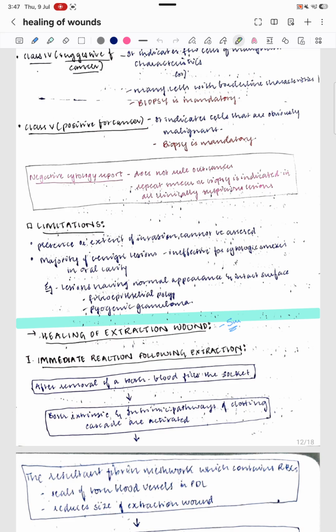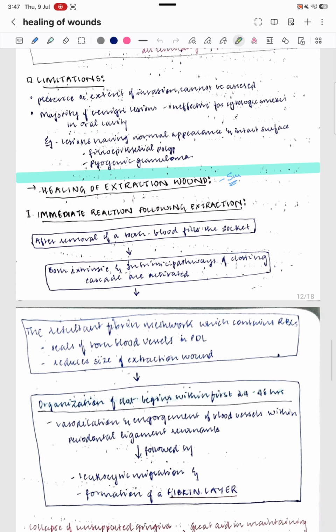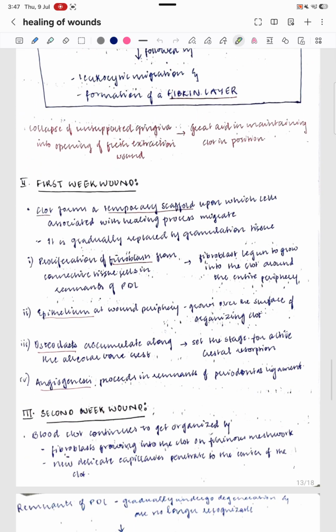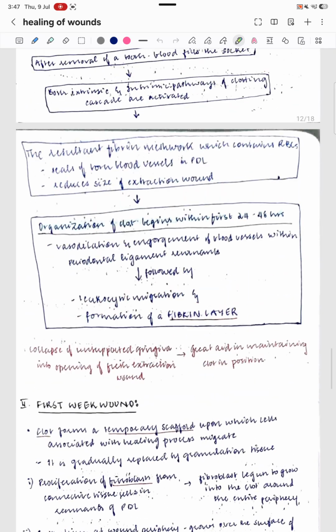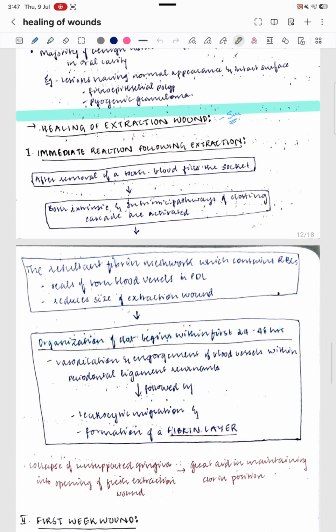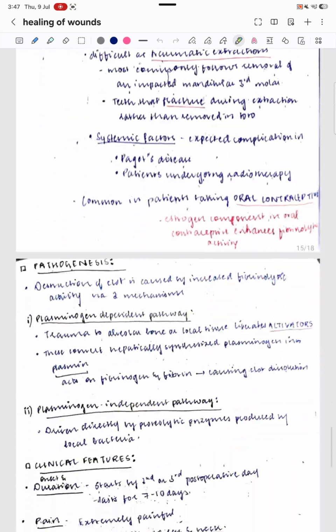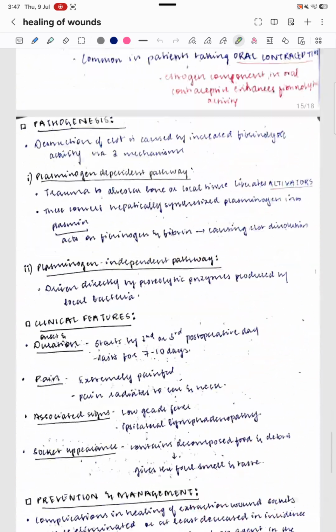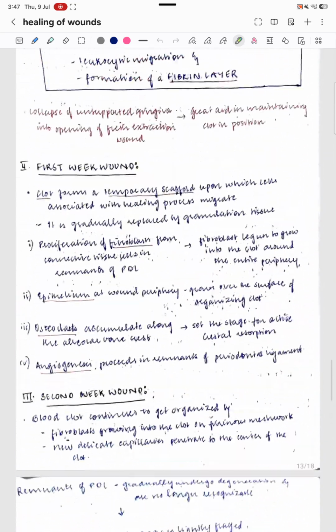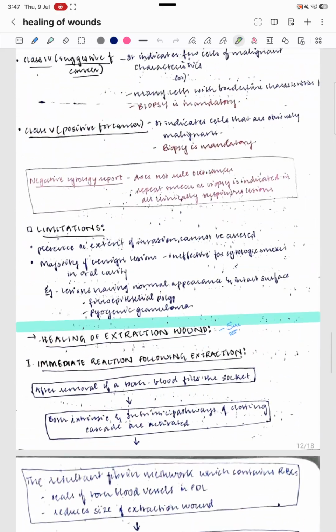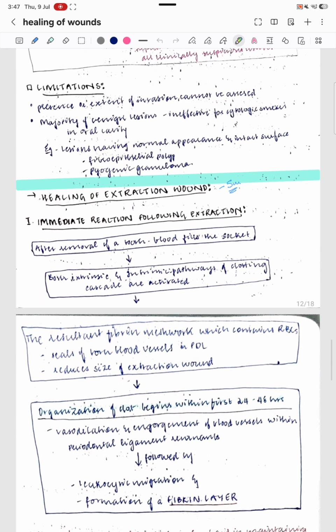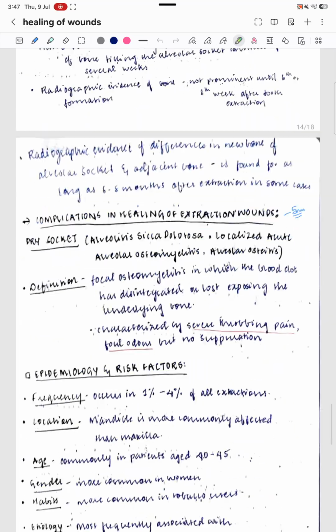Then coming to the healing of extraction wounds, this I am going to deal with in the next video, because you have a full-fledged 10 marker also. Sometimes I have not seen a 10 marker, but it can come as a 10 marker, that is healing of wounds and the factors affecting healing of wounds. This has been asked in your oral surgery as well. So I'm going to make another topic on healing of extraction wounds and its complications.